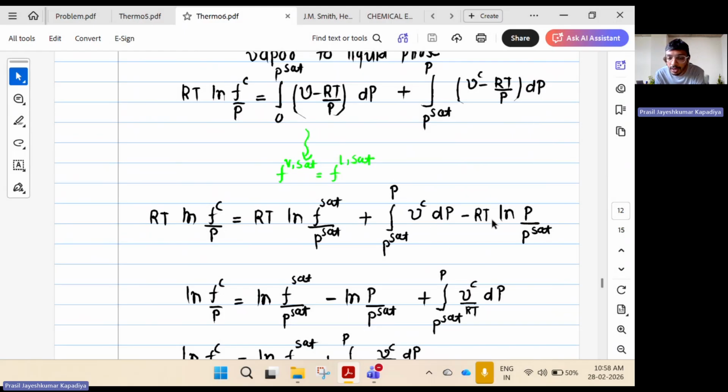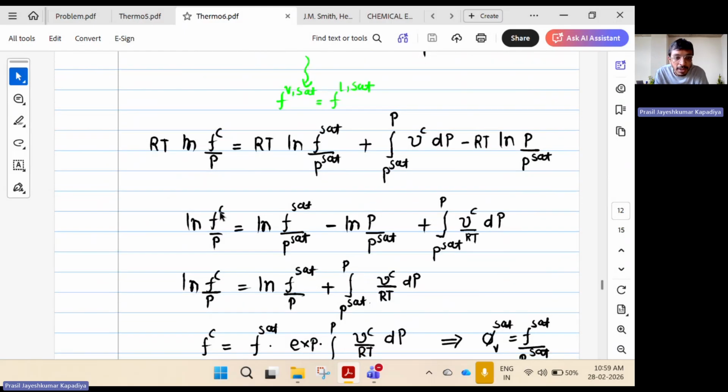So V_c dP minus RT into RT by P dP, and RT by P dP is RT into ln P, and we have a limit from P_set to P. So we will have ln of P by P_set. So ln of f_c by P is equal to ln of f_set by P_set minus ln of P by P_set plus integration P_set to P V_c by RT dP.